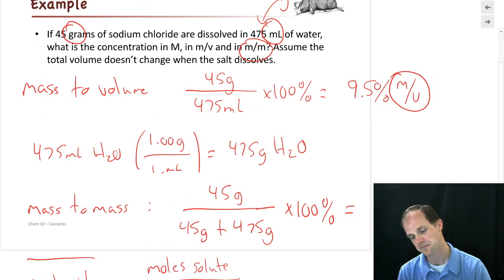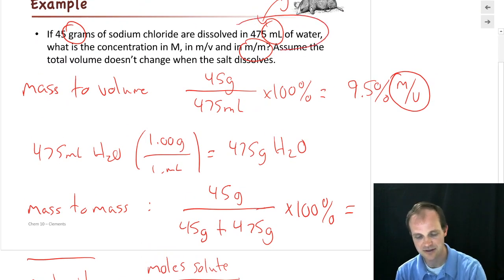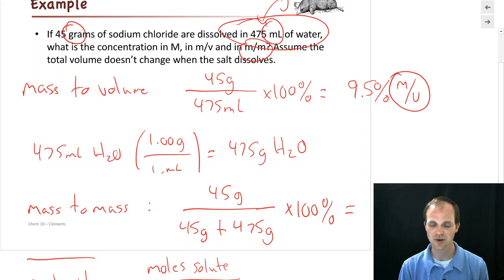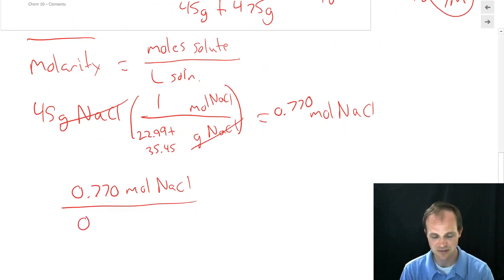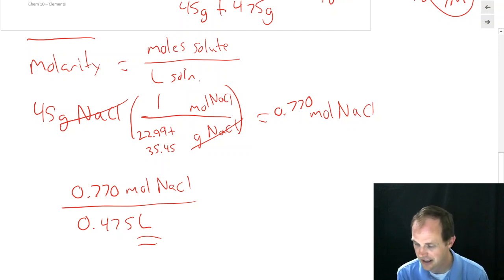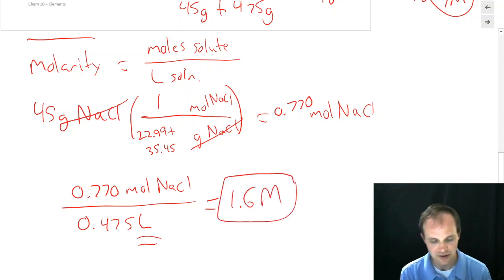Let me look back up. I only have milliliters of solution. We showed the milliliters to liters conversion in a different problem, so I'm not going to do it again. But you do need to do that milliliters to liters conversion, because this one has to be in liters. If you do it in milliliters, you're going to get wrong answers. So I've got divided by 0.475 liters, no percentage. This is just a straightforward calculation. And I get 1.6 molar. 2 sig figs, because I started with 2 sig figs.